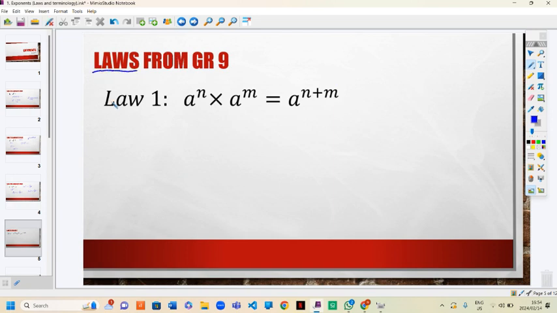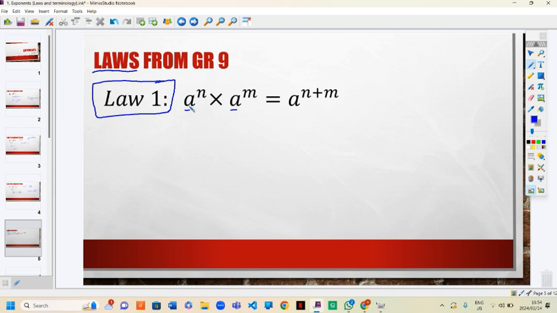Okay, some laws from grade 9 of our exponents. Law 1. Let's look at this. We've got a to the power of n multiplied by a to the power of m.